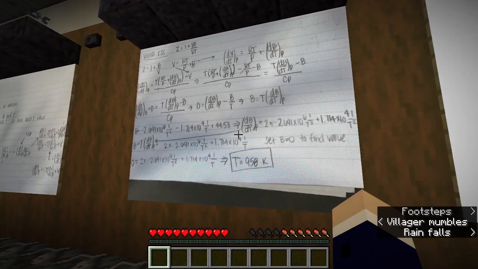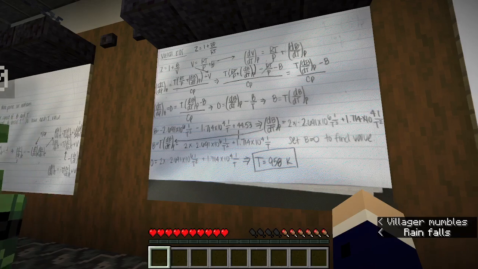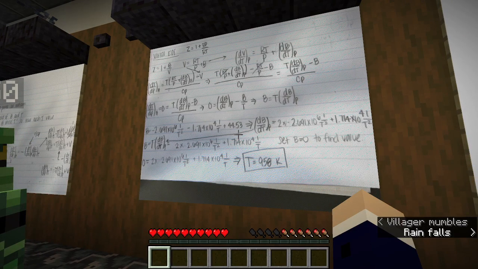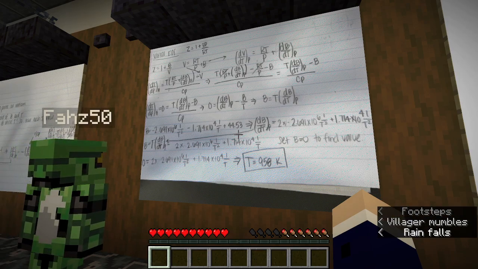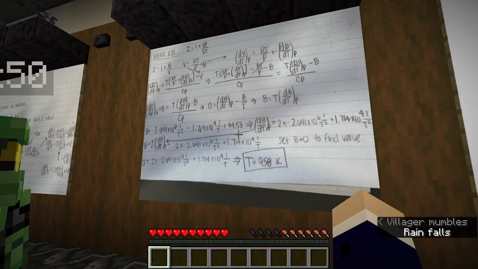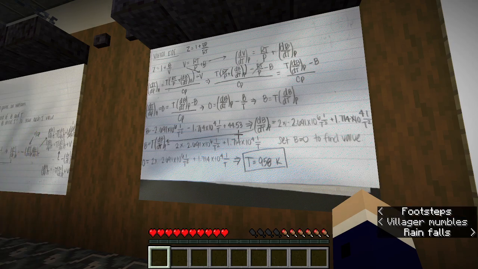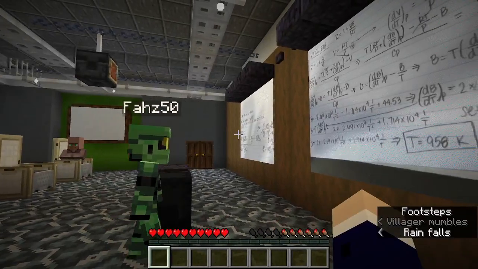And from there, now we can officially set B is equal to 0. The reason why we're doing that is because again we want to find T. That's how we're going to find T. So we set it equal to 0, and we basically just solve the quadratic equation, and we get T is equal to approximately 958 Kelvin. So that is how you find the inversion temperature and the boil temperature.